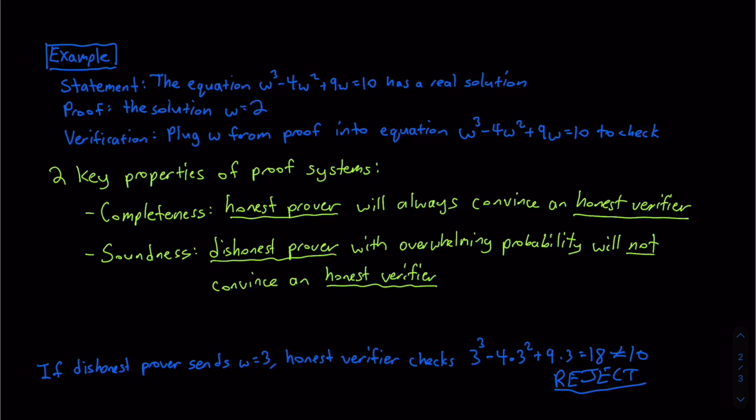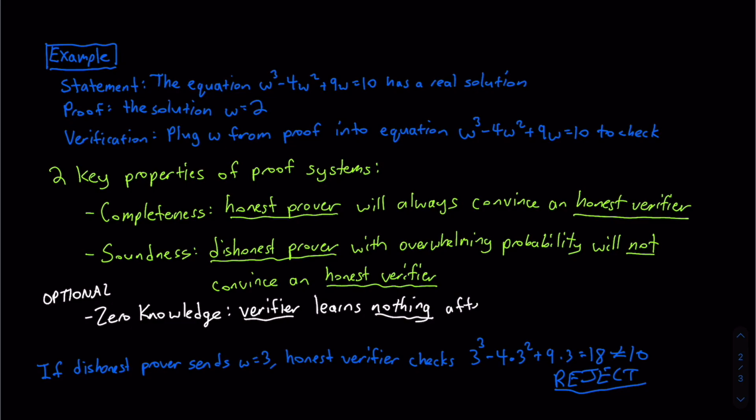Okay, so if a proof system has both completeness and soundness, it already counts as a valid proof system. But we can also add a third property, an optional bonus that some proof systems have, the zero-knowledge property. If a system has this property too, we call it a zero-knowledge proof system. Zero-knowledge basically means that after the interaction, the verifier learns nothing, except whether the statement is true. In our example, if the prover just sends w equals 2, that reveals the actual solution, so it's not zero-knowledge. The verifier learns more than just the truth of the statement.